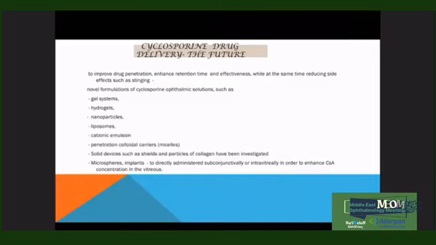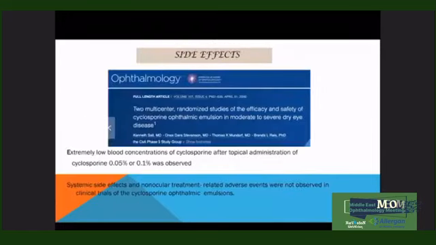Now, as far as the systemic side effects are concerned, extremely low blood concentration of cyclosporine has been reported after topical administration, and systemic side effects and non-ocular treatment-related adverse effects were not observed in clinical trials of these ophthalmic emulsions.